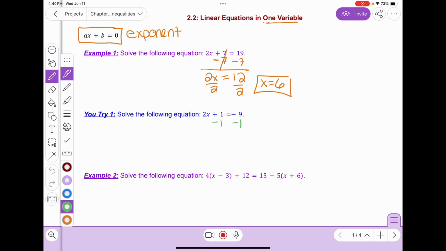So subtract 1 from both sides. So negative 9 minus 1 is negative 10. Then we divide both sides by 2. Negative 10 divided by 2 is negative 5.